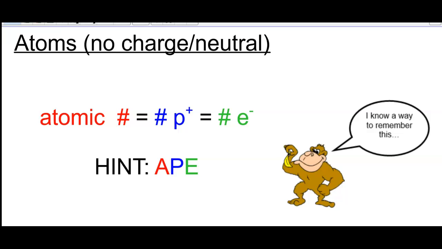Atoms are neutral, or no charge, as we said a moment ago. So if it's an atom, the atomic number will equal the protons will equal the electrons. Think of APE: atomic number A, protons P, electrons E. A way to trick your brain into remembering.